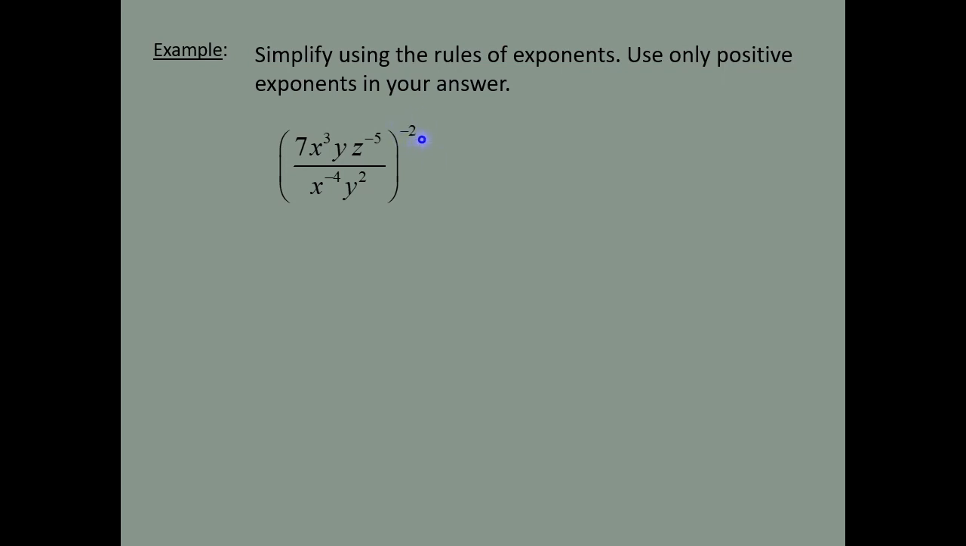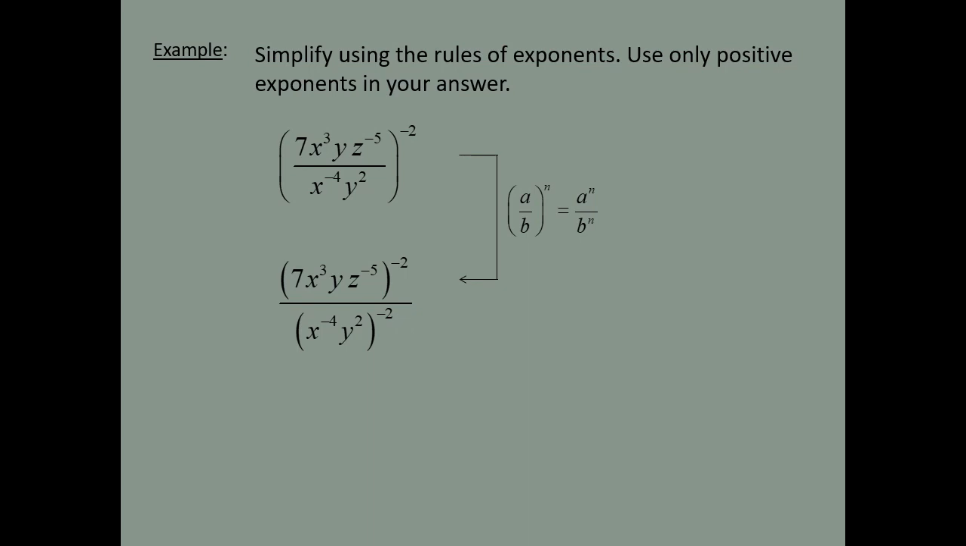Starting with this outside exponent, notice that we have a quotient all raised to a power. And we have a rule for that. It's called the power of a quotient rule, where the exponent is applied to both the top and the bottom separately. So here we have the numerator raised to the negative 2 power, and the denominator raised to the negative 2 power.